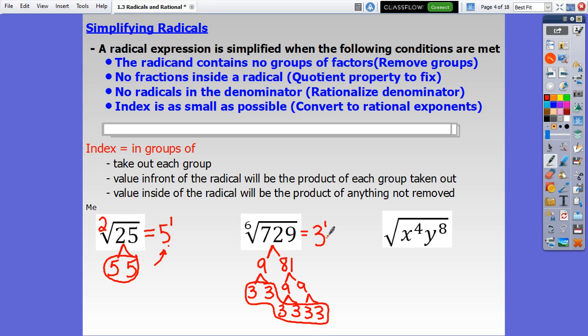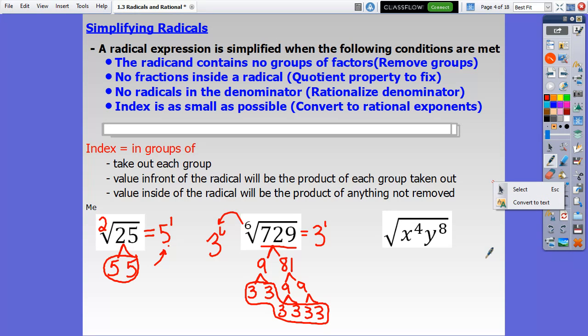And to check yourself, all you've got to do is take whatever you took out, so in this case 3, and then raise it to the power of the index. So if that's a 6, raise it to the 6th power, and you should get the radicand at that point. Okay, so that's a nice way to check yourself if you want to.